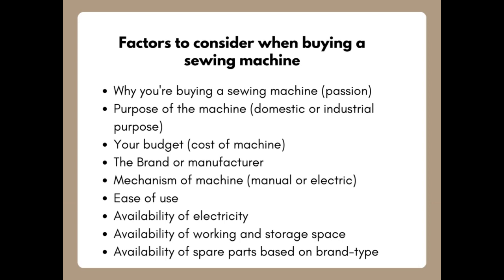It can also be used for industrial purposes, such as stitching large amounts of clothes for sale, or stitching curtains and other household furnishings for sale. When buying a machine, you need to consider the amount of money you're willing to spend and whether the machine will require electricity or manual means to operate it. You also need to consider your skill level or how easy it is to use a machine. Also consider the availability and working or storage space for the machine. Some machines are large and they require more space.